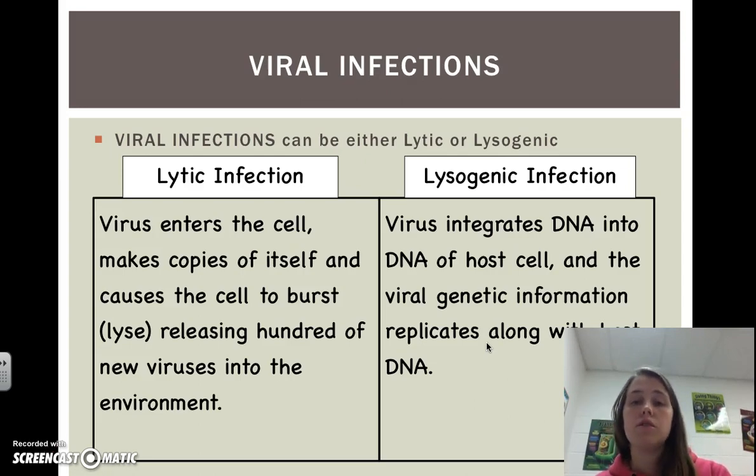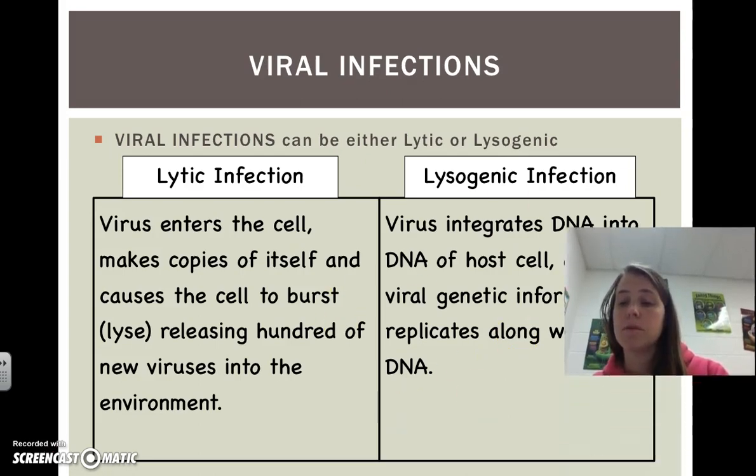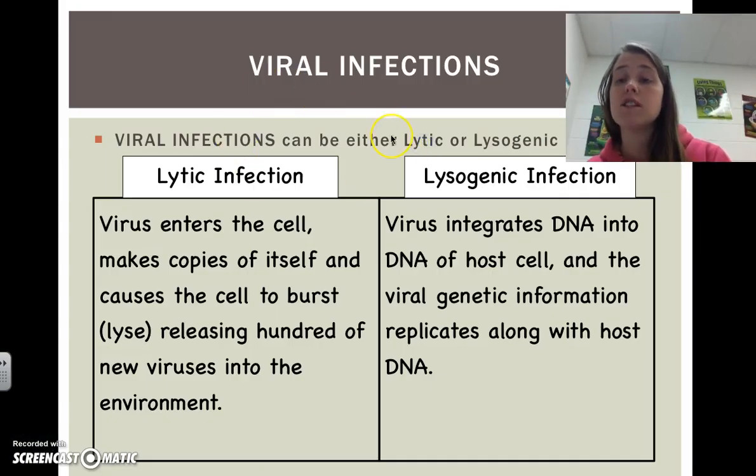All right, so there are two types of viral infections, because with viruses, an infection is when there's a lot of a certain type of bacteria or virus or prokaryote or protozoa or fungi in one specific area. So viral infections can either be lytic or lysogenic.